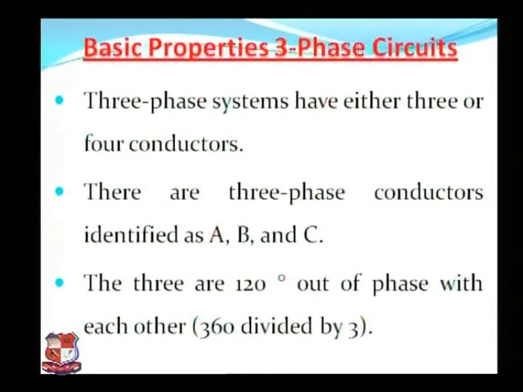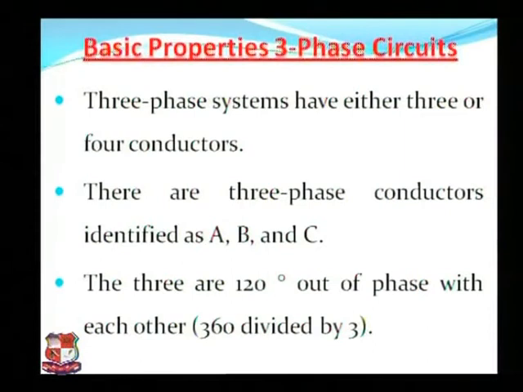Now some of the basic properties of the three phase circuit. A three phase system has either 3 or 4 conductors. As we all know, the fourth one is the neutral, and three windings are required for the three phases R, Y and B, or phase 1, phase 2 and phase 3. There are three phase conductors identified as A, B and C. Again, it is not fixed that they are A, B and C. You can also consider them as R phase, B phase and Y phase. The three phases are 120 degrees out of phase with each other.